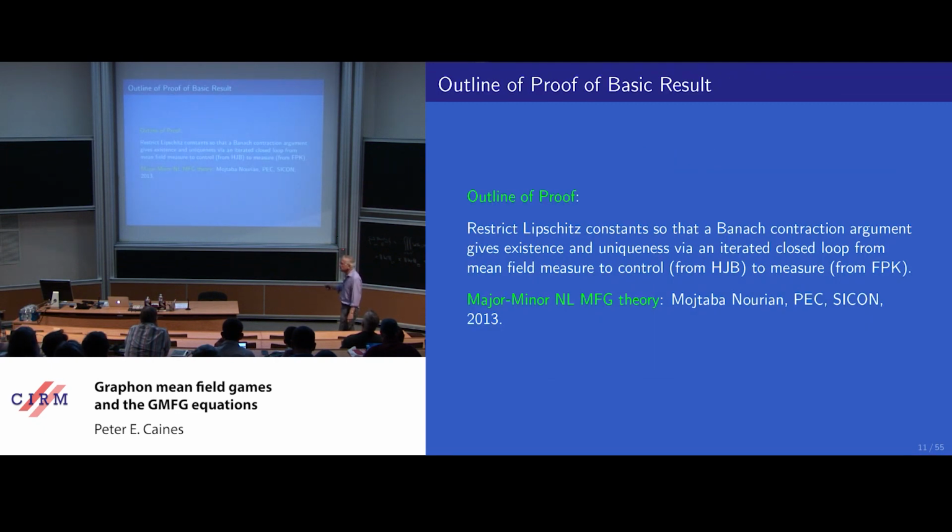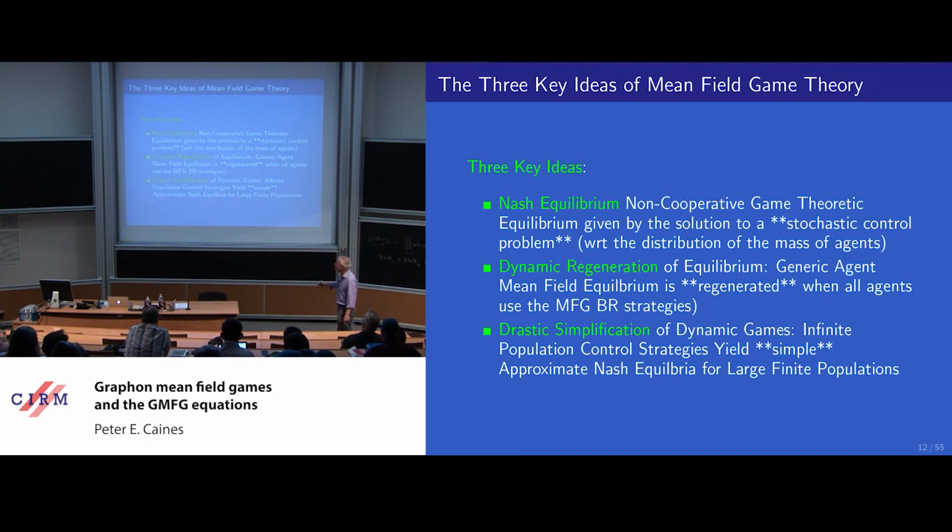So the outline of the proof, so I must watch time here, is that how does it work? Well, you restrict the Lipschitz constants so that a Banach contraction argument functions. So the key ideas here are that, and I'll rely on the chair to give me the famous 10 minutes, 5 minutes, and 3 minutes flash.